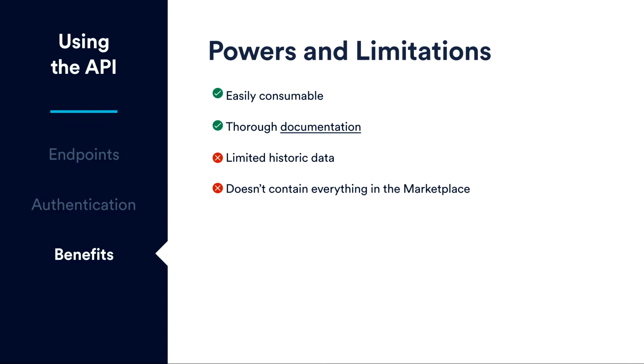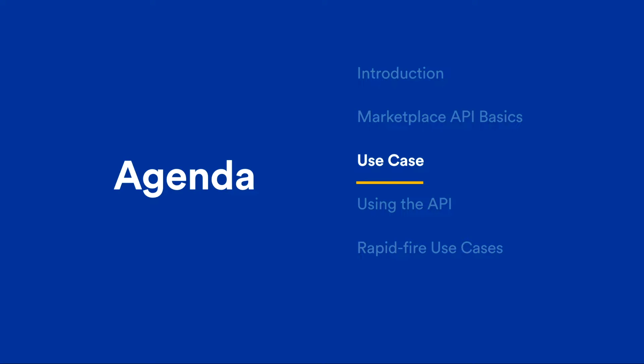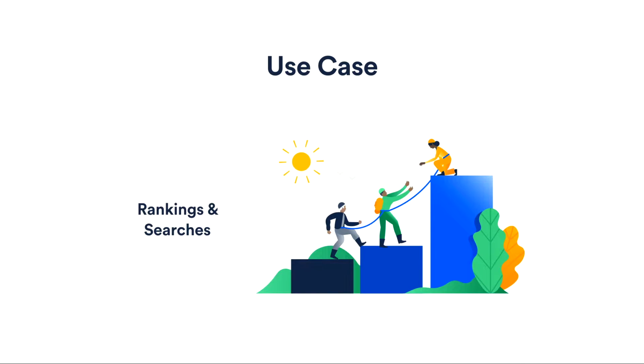So some of the benefits of using the marketplace: it's easy to consume. There's great documentation, which I highly recommend you go to. But there are some limitations. There's no historic data, so you have to maintain that yourself. Well, there's very limited historic data. And it doesn't contain everything the marketplace has, but it does contain most things. So let's look at a use case, rankings and searches.